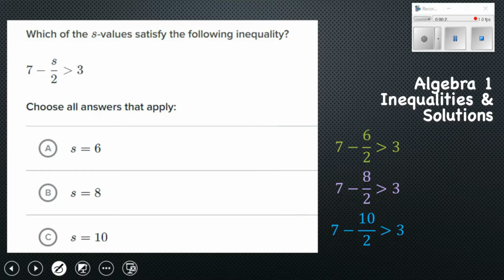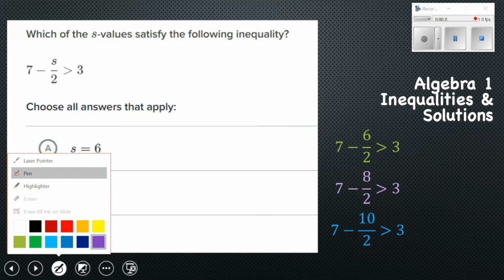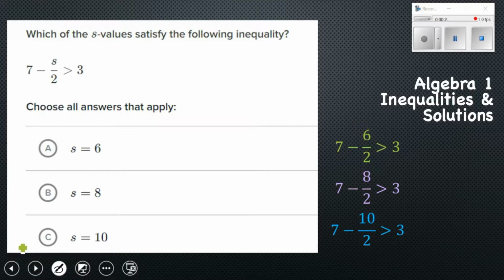So our first example here is we're going to try 6. And when we plug 6 in, we notice it works because we have 7 minus 3, and that certainly is greater than 3. We have 4 is greater than 3. That checks. So we want to check that box.